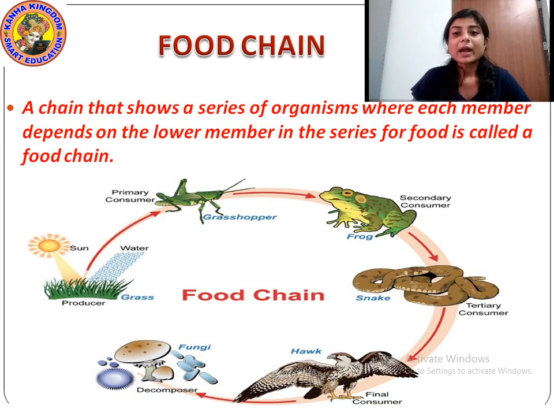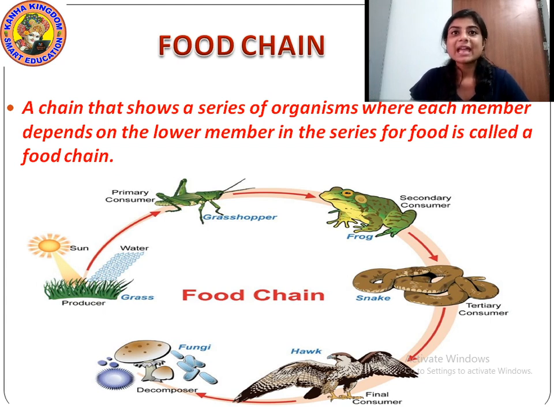Now see students, what is food chain? What do you understand by food chain? A chain that shows a series of organisms where each member depends on the lower member in the series for food is called food chain. Food chain is a process where small organisms are eaten by higher organisms to maintain balance in nature.